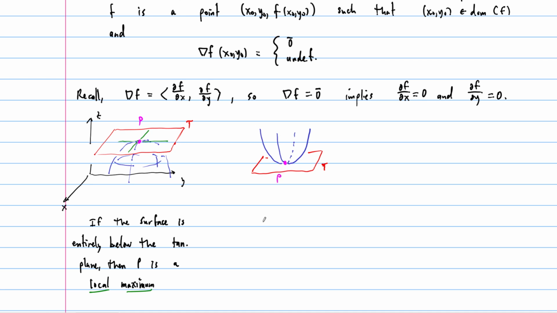So I'm not going to rewrite all of this, but in this scenario, tangent plane entirely below corresponds to a local minimum of the function. So local minimum of the function f. Remember, the blue here is the graph of the function f.